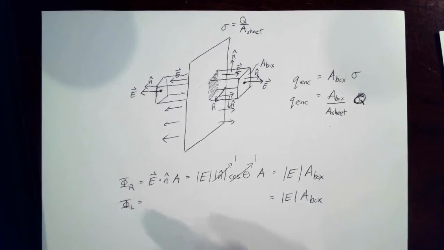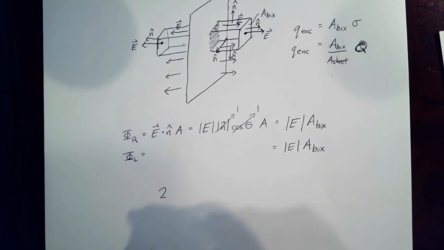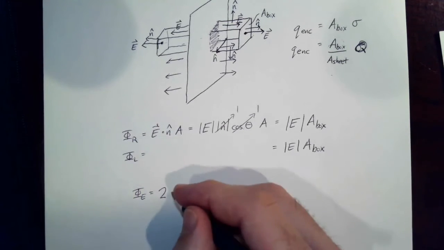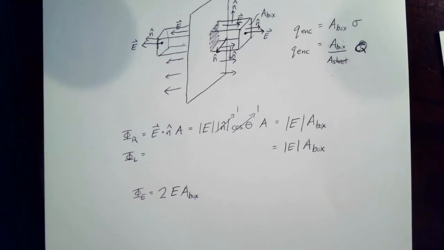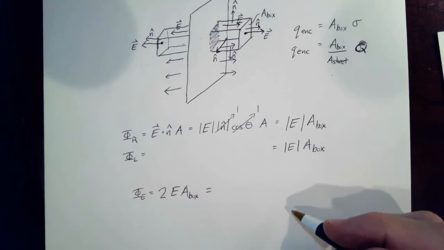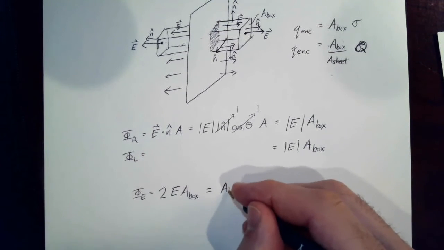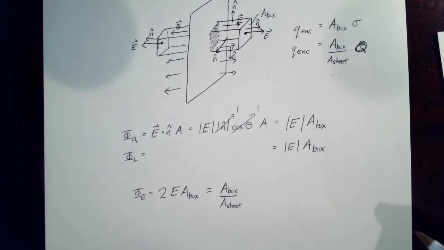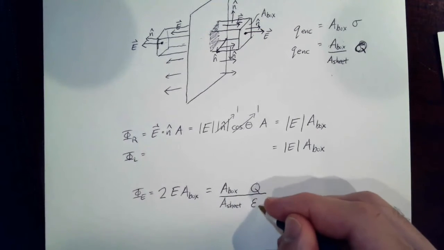So now we can write down Gauss's law. So the total flux, electric flux through the surface, phi E, is 2 times E times the area of the face of the box. And that's equal to 1 over epsilon naught times the charge enclosed. The charge enclosed was A box over A sheet times Q. And then I need to multiply by 1 over epsilon naught.